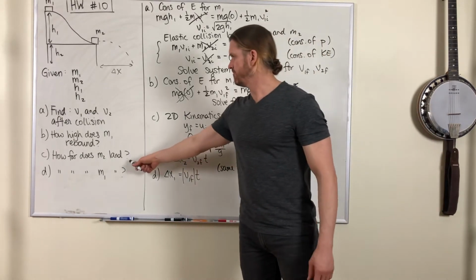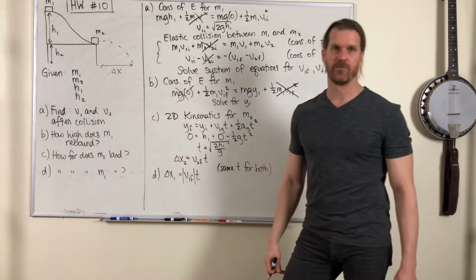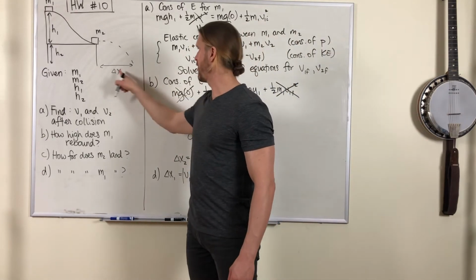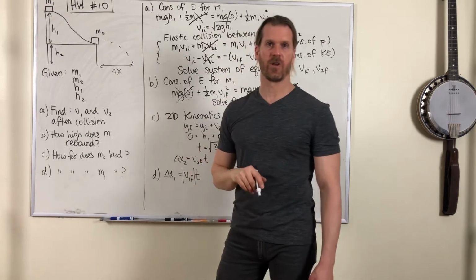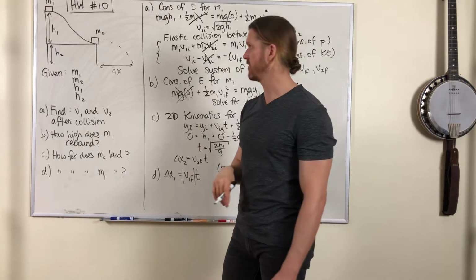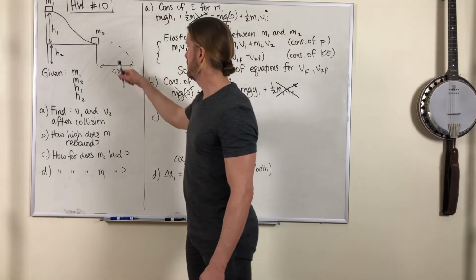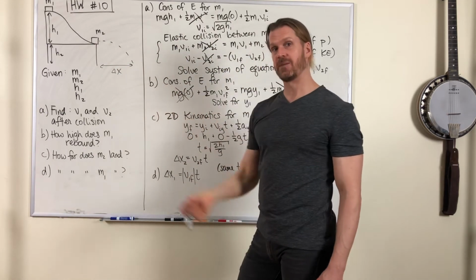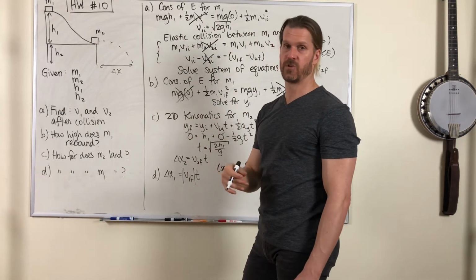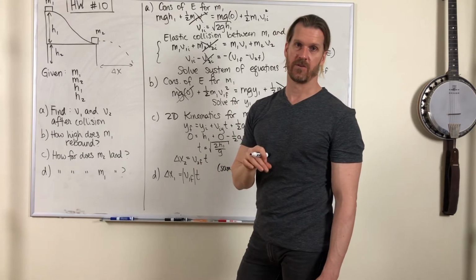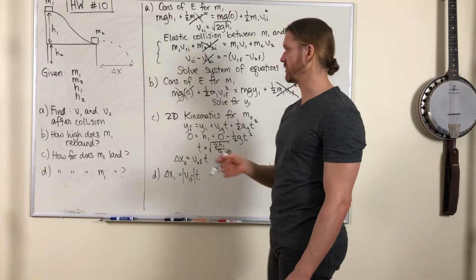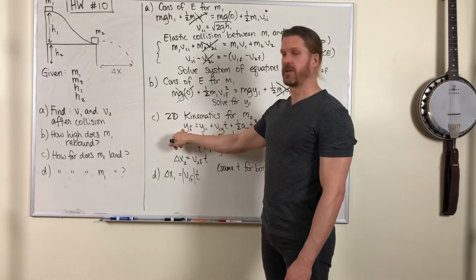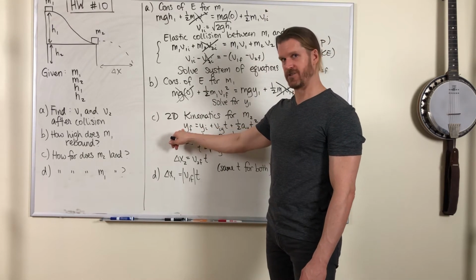Okay, now we're going back to 2D kinematics. How far do these blocks travel when they fall off the table? To figure that out, we need to know the time that they're in the air, and then we can multiply the time by their horizontal velocity to find the distance traveled. So we'll use our favorite kinematic equation, number 3.